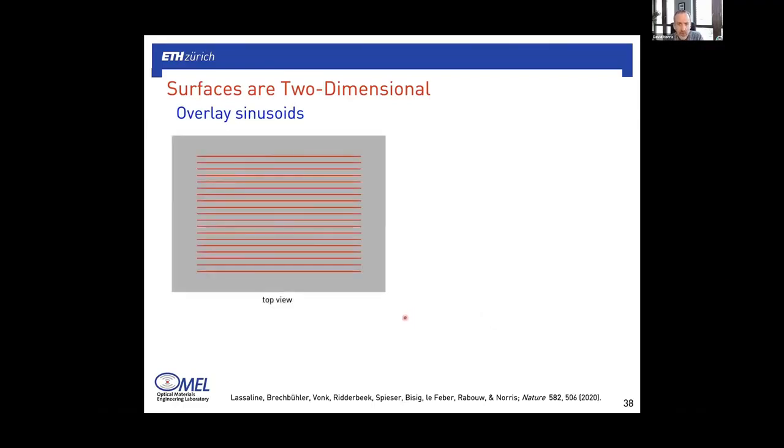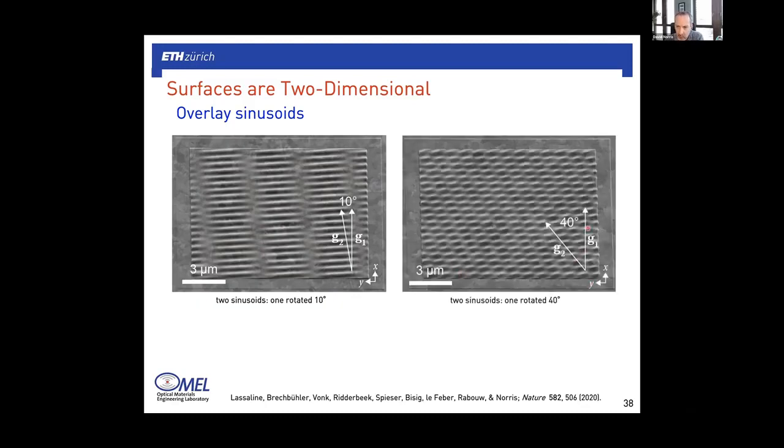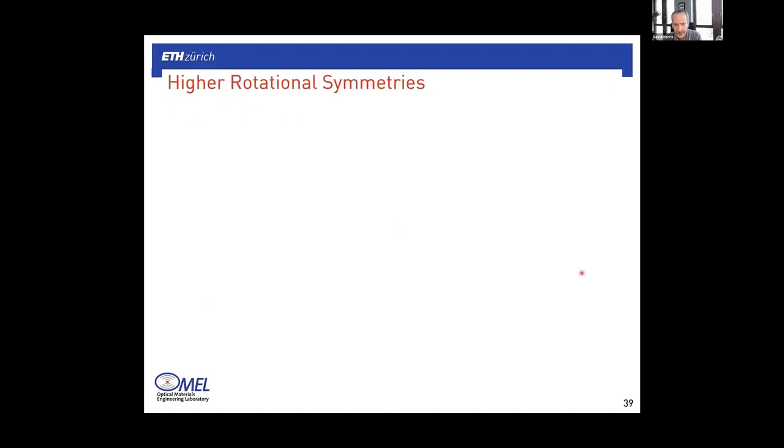So you can start overlaying sinusoids. Looking down, you can imagine having one sinusoid that's periodic straight up and down here, and one that's tilted by 10 degrees. And when you overlay such a structure, you would expect to get a Moire interference pattern, which is exactly what you see in your surface. So in this case, G1 for the first grating and G2 were rotated by 10 degrees. If we rotate it by 40 degrees, then of course the interference pattern changes.